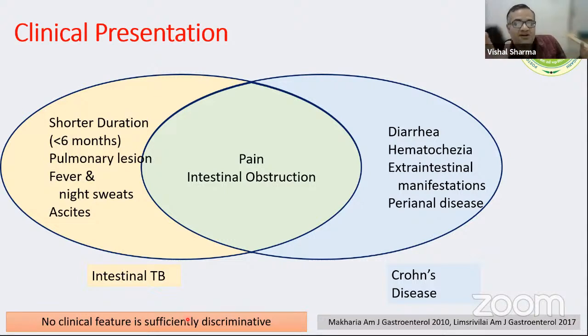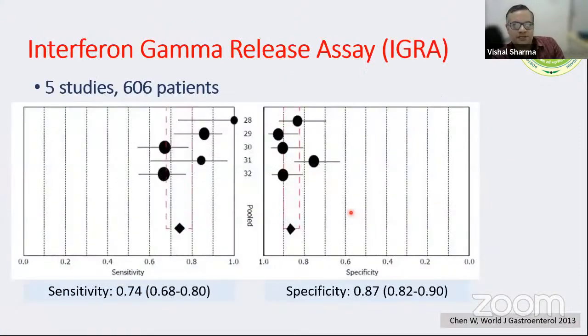So this is nothing 100%. None of the features, as I said, is very, very discriminating. But still they give you an idea. And pain and intestinal obstruction can happen in either of these entities. Can certain tests help us?